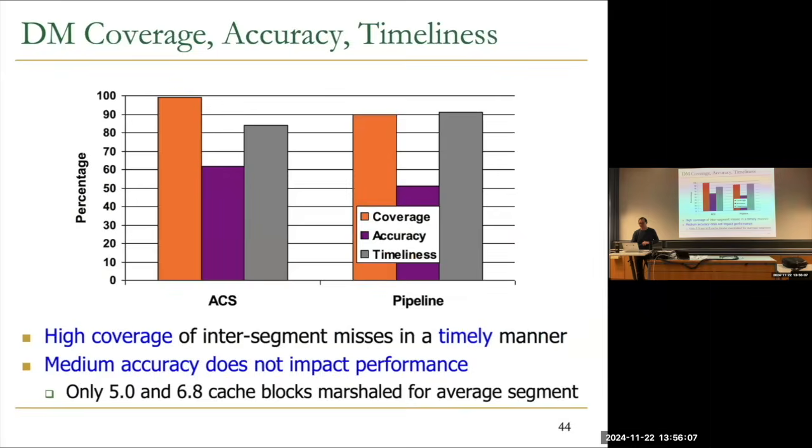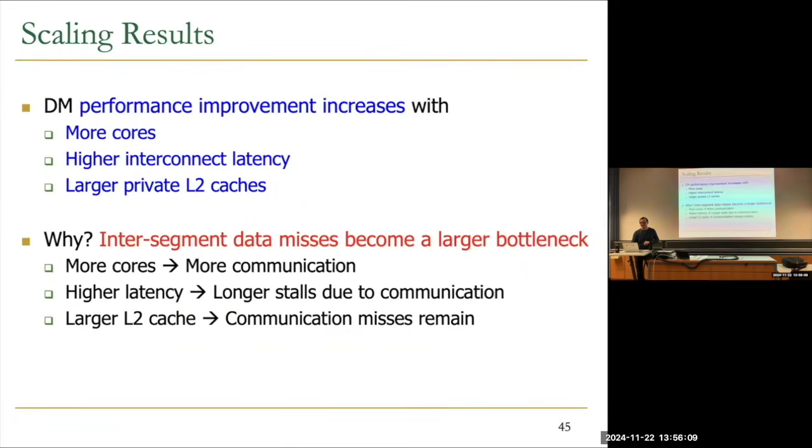Okay. So we actually have interesting scaling results in the paper. The performance improvement of data marshaling actually increased with more cores, higher interconnect latency, and larger private L2 caches. And the interesting thing is, all of these are happening, right? Meaning this is an idea that could actually be much better in the future.